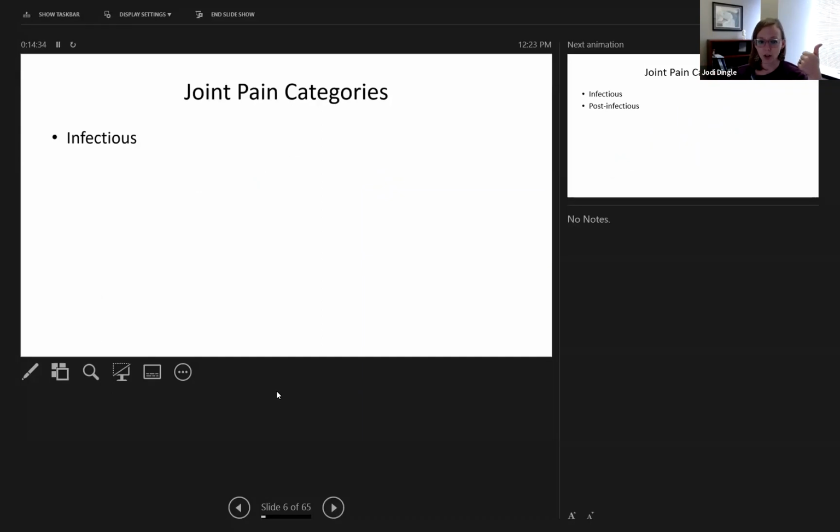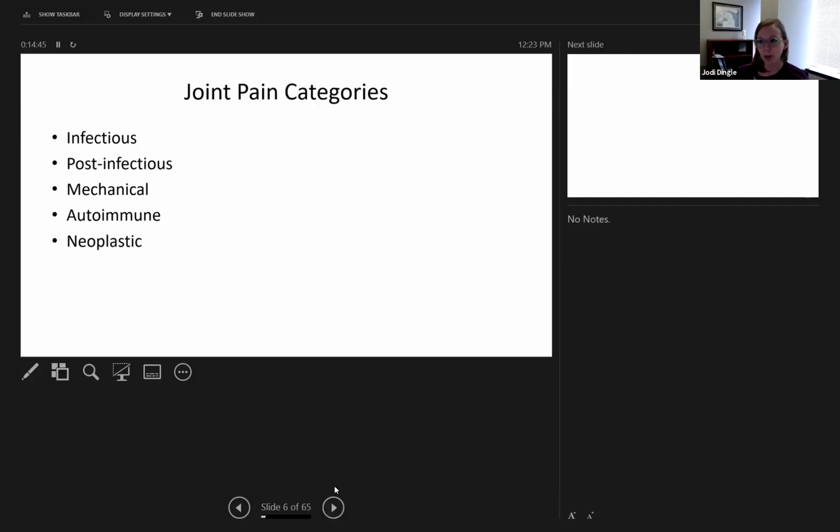So infectious causes of joint pain, post-infectious causes of joint pain, mechanical, autoimmune, and neoplastic. Almost all causes of joint pain can be put into one of these five categories, and they're each more or less likely based on the pattern of the presentation of the pain. So that's the framework that everything is going to sit in today.